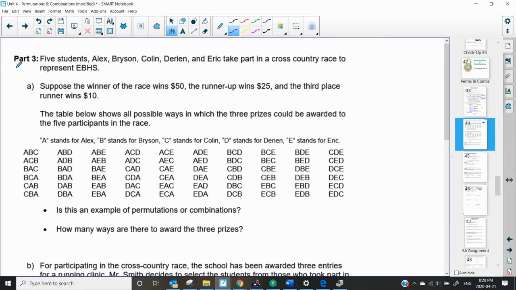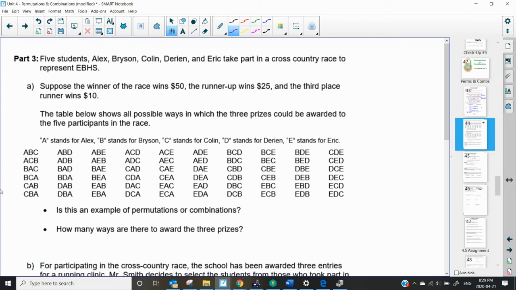Part 3 says that we've got 5 students, Alex, Bryson, Colin, Darian, and Eric, and they're taking part in a cross-country race to represent Eagle Butte. Now, the winner of the race is going to win $50. The runner-up gets $25, and third place gets $10. So I don't know about you, but if I'm running a race and there's a difference between $50 or $10, I want the $50 prize. For me, that's a pretty nice Starbucks gift card. So order is going to matter because the prizes are different.